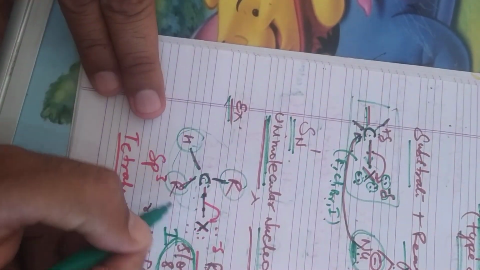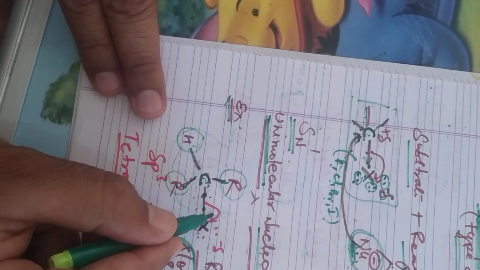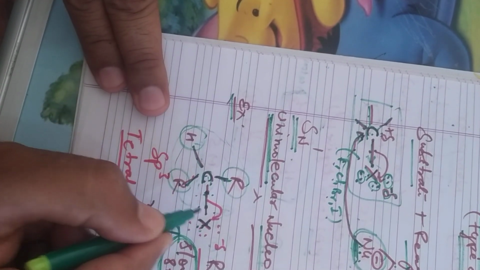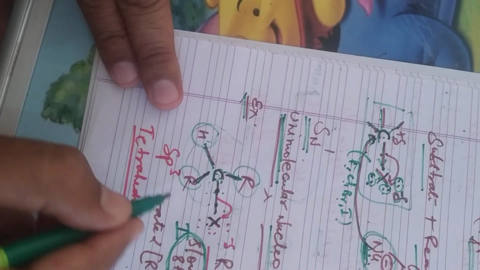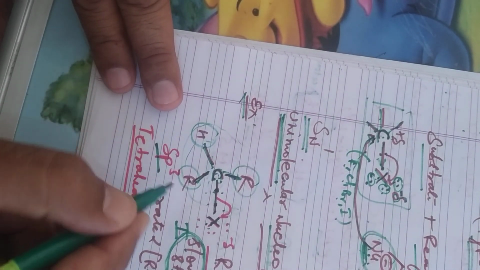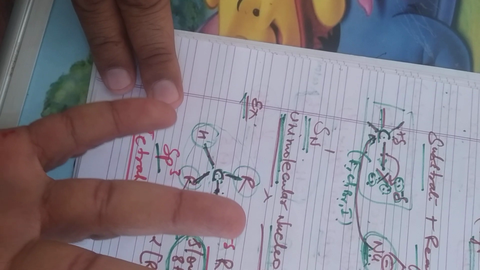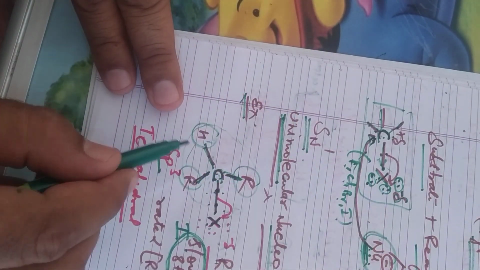First we see the geometry of this molecule. This is an alkyl halide. Here 4 bonds are formed, 1, 2, 3 and 4. If 4 bonds are there, then the hybridization is sp3.